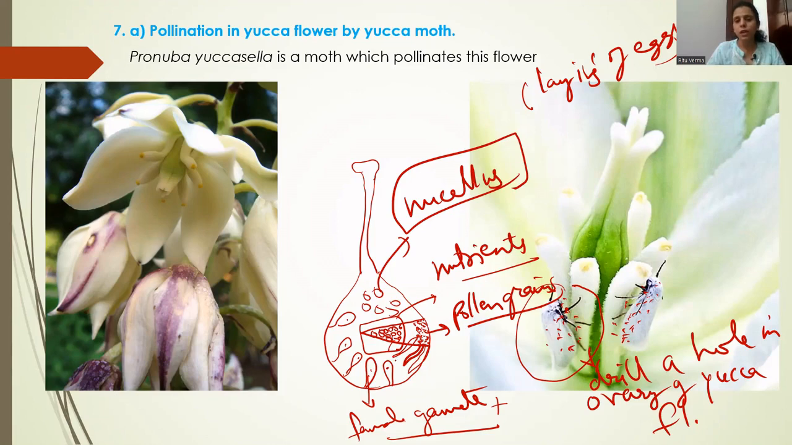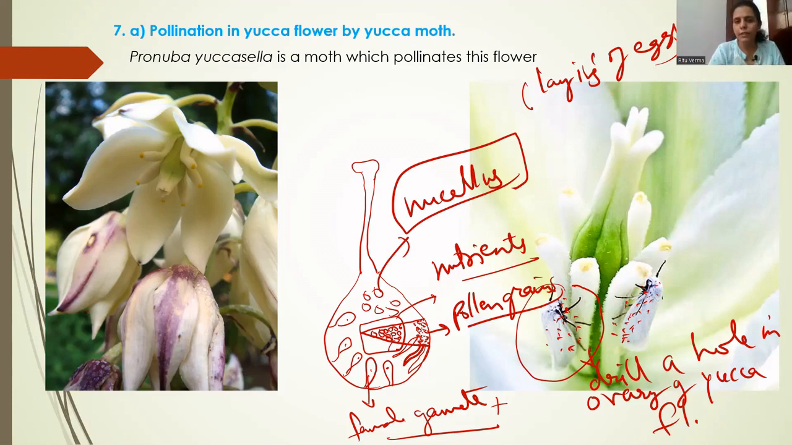In this case, the yucca moth transfers pollen grain directly inside the ovary instead of transferring it on the stigma of the pistil. So this relationship is mutual because they both can survive only in the presence of each other. Alone, they cannot survive in nature.